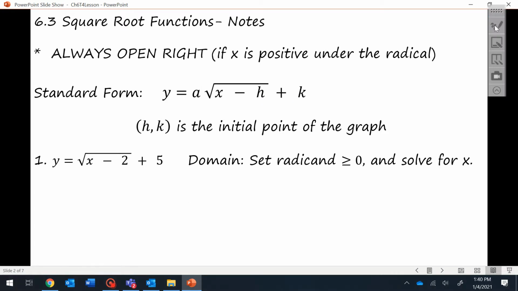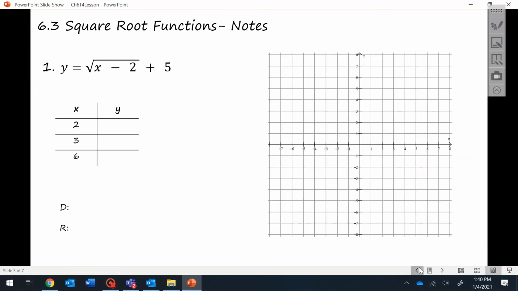Let me see. Are we supposed to graph this? Yeah, okay.